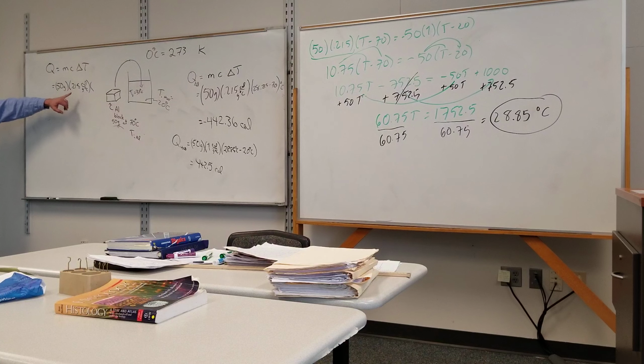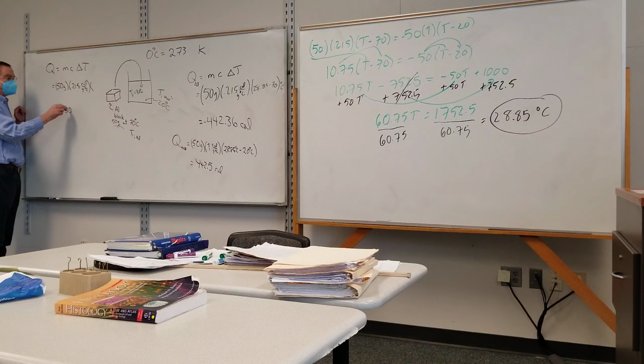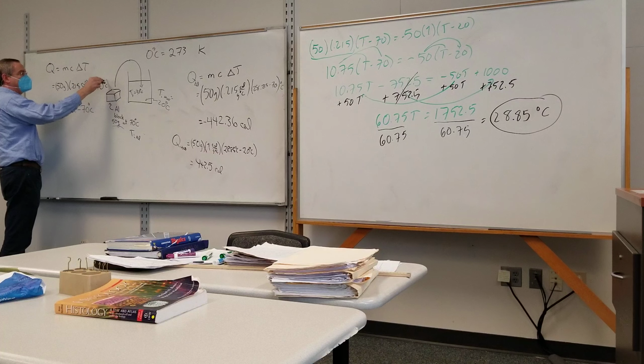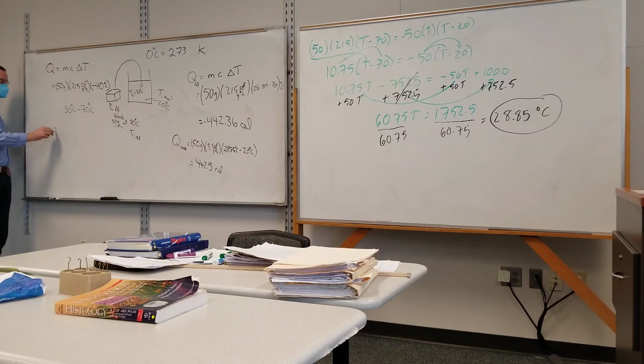This is for the aluminum block. My final temperature is 30 degrees Celsius. My initial temperature is 70 degrees Celsius. So negative, of course. And that's 430 calories, negative 430. Good.